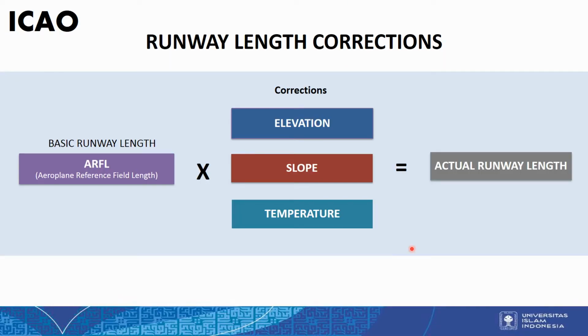First, the guideline to determine the runway length from ICAO. Basically, because there are factors that may affect the length of runway, ICAO made some corrections for the runway length. Actually, I have explained this to you before, so I will just recall our memories. The basic runway length will be multiplied by corrections from elevation factor, slope factor, and temperature factor, and we will get the actual runway length.